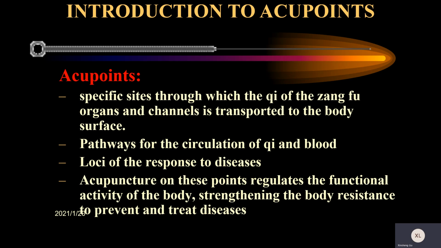Acupuncture on these points regulates the functional activity of the body and strengthens the body's resistance to prevent and treat disease. These are important acupoints. But the acupuncture needle is just one method or one tool for the treatment. Sometimes we can still use massage on the acupoints. We can use compression on the acupoints, called acupressure. We can also use the tapping needles, or the plum blossom needle, the seven-star needle, working on the point to regulate the body's health.